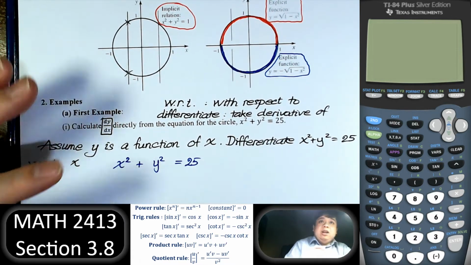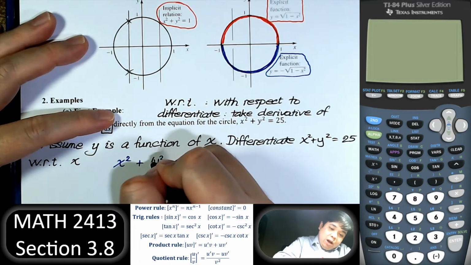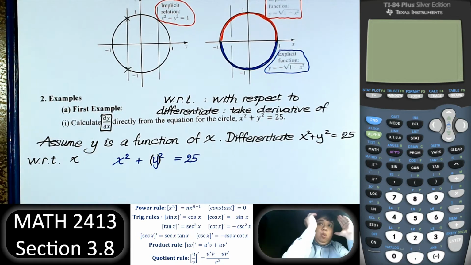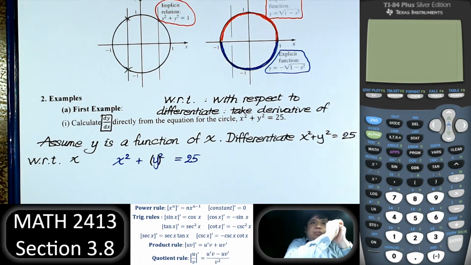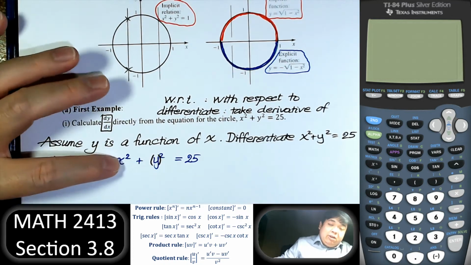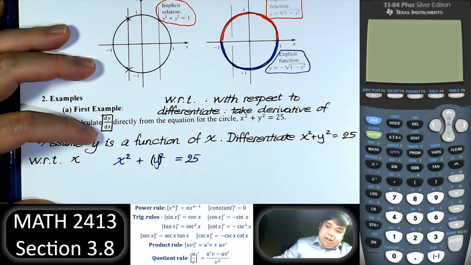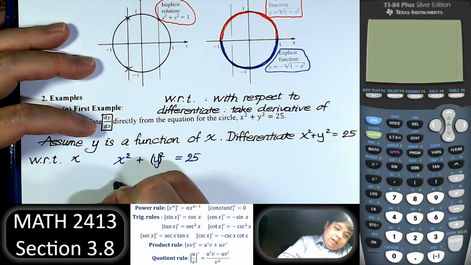Now, since y is a function of x, that's why it is important. So y is a function of x. So put the parentheses around it, because the y itself contains an x in it. So we treat that as a variable that contains x in it, a function of x. So we take the derivative of x squared, which gives us 2x, right?